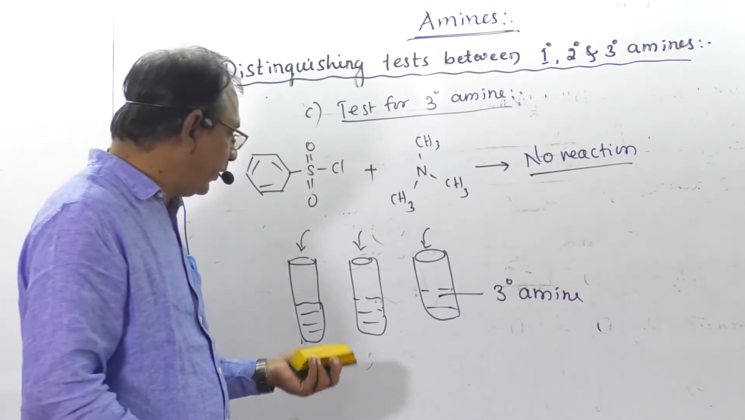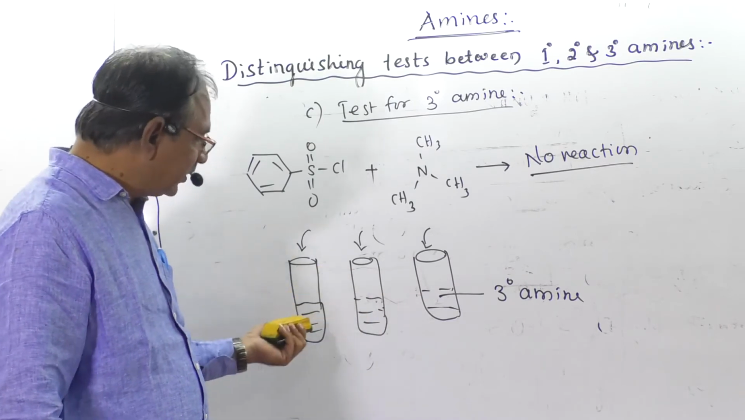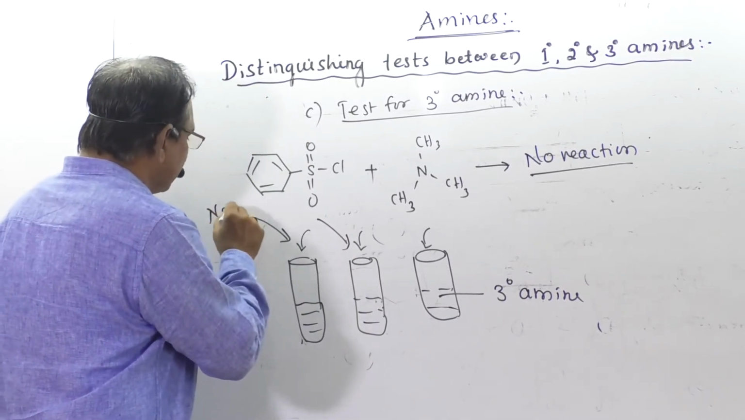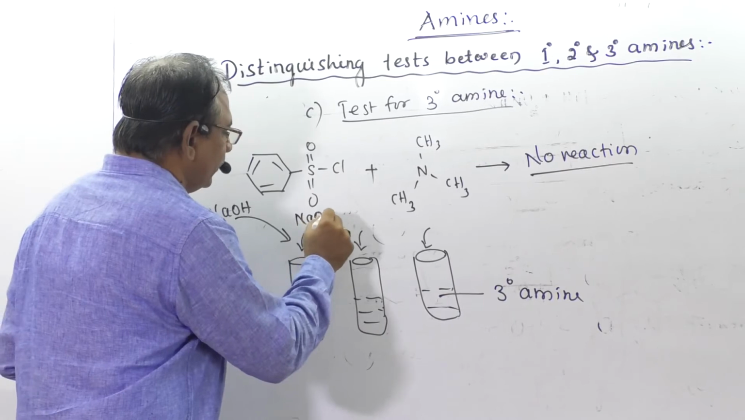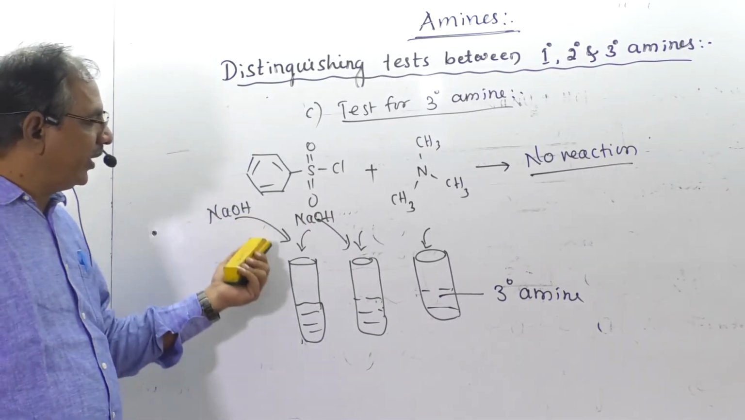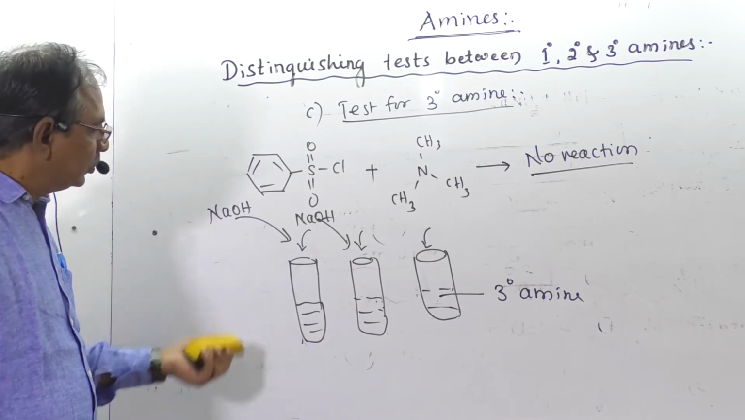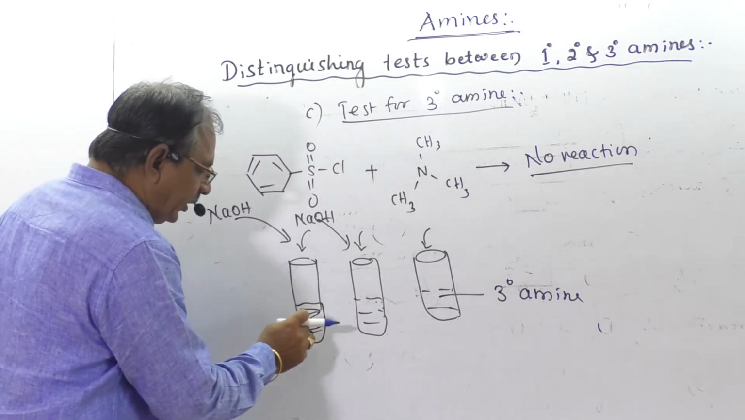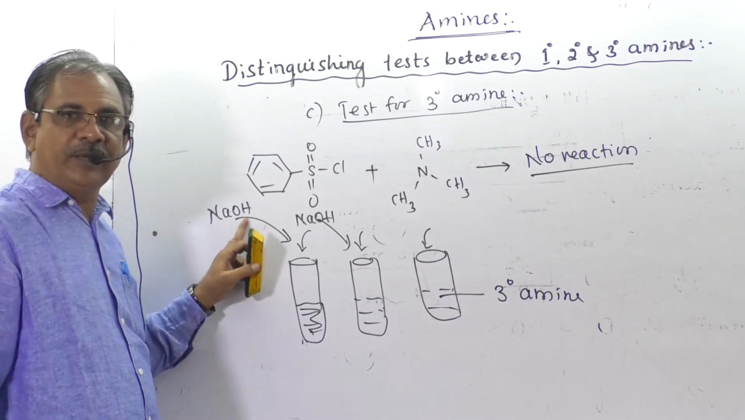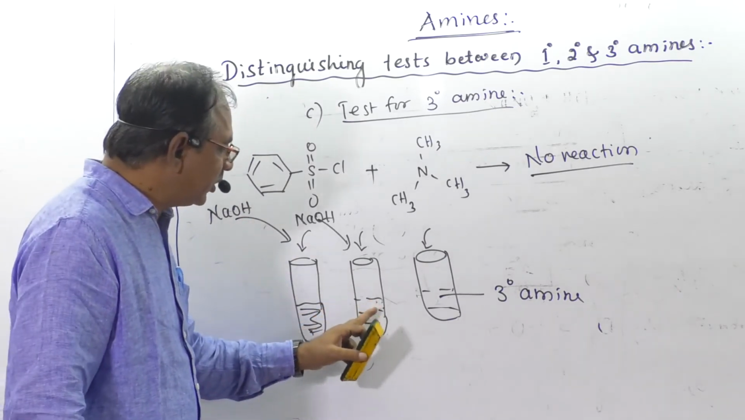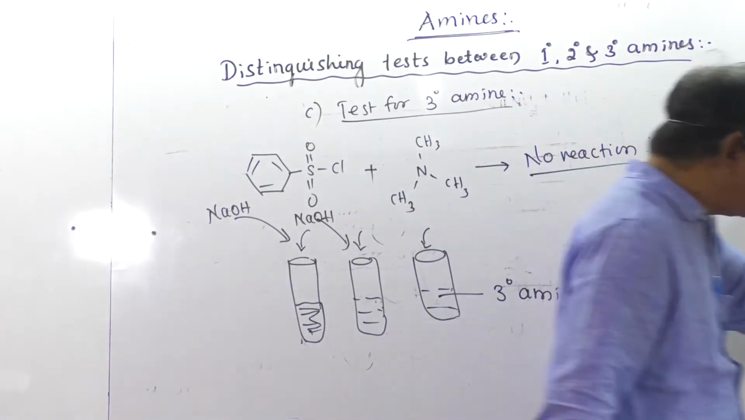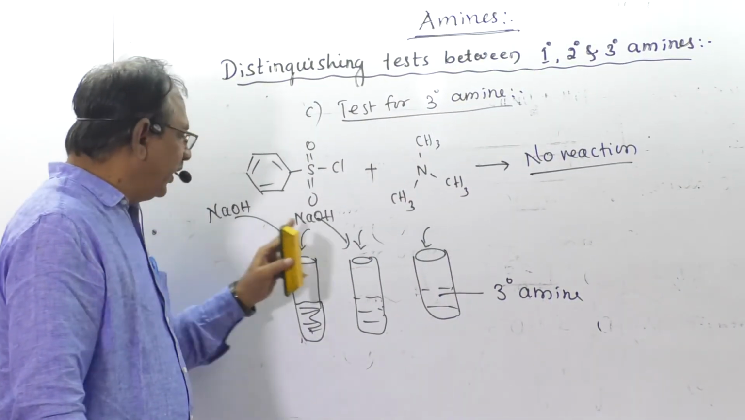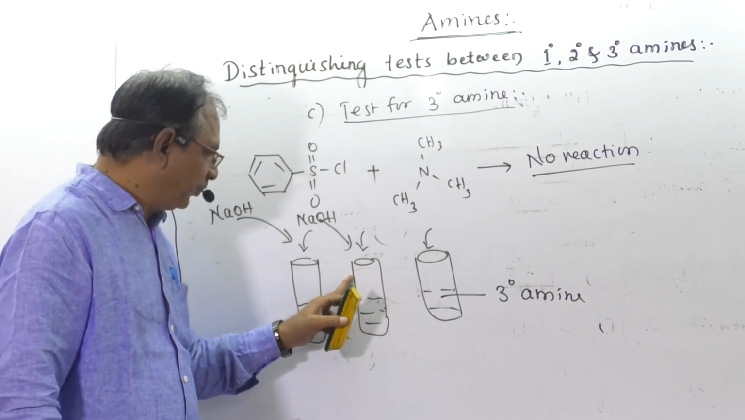Then how do you identify whether it is primary or secondary? In such a case, sodium hydroxide is added to these test tubes. If you add sodium hydroxide to both the precipitates, one of the precipitates present in the test tube dissolves in sodium hydroxide, and the other test tube also contains the precipitate of this product. These two products are formed in precipitate form in the test tubes. So NaOH is added to both the test tubes.